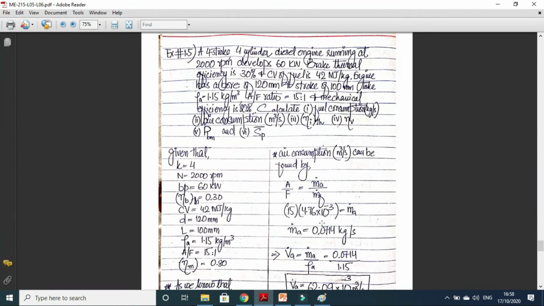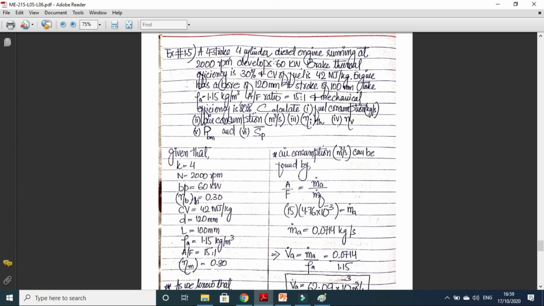Now let's solve numerical 1-5. A 4-stroke, 4-cylinder engine: 4-stroke means small n will be equal to capital N by 2, that is the power strokes. Number of power strokes will be half of the RPM. 4-cylinder means K is equal to 4. A diesel engine running at 2000 RPM develops 60 kilowatt. It is not mentioned whether it is brake power or indicated power, so the power developed by the engine is actually brake power.